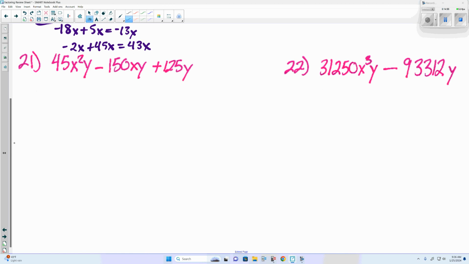31,250 and 93,312. Greatest common factor. 2 works, yes. So we can factor 2 out of both of these. What else can we factor out?